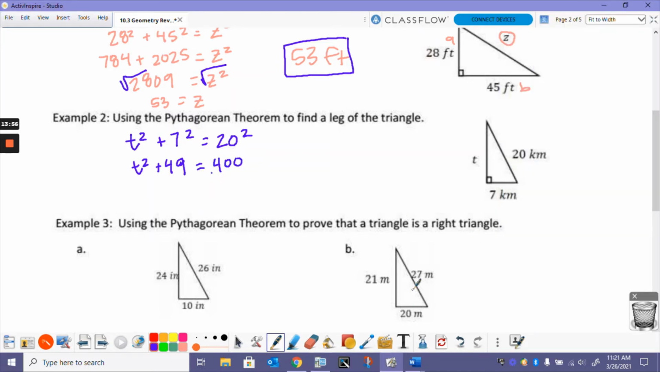All right, and in this case, we're solving for T, right? So the first thing that we need to do is subtract 49. So 400 minus 49 is going to give us 351. And then once again, we have to get this T alone by taking the square root of both sides. Whatever you do to one side, you have to do to the other.